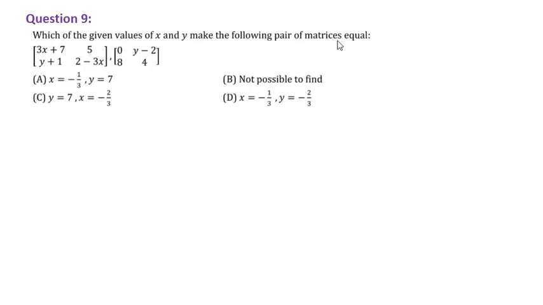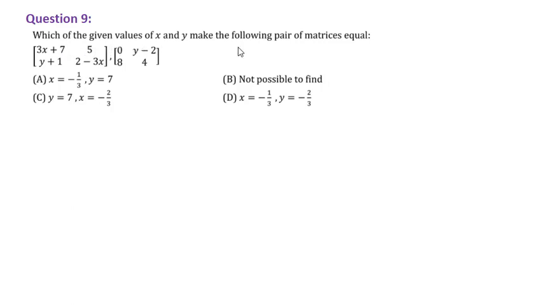Ninth problem. Which of the given values of x and y make the following pair of matrices equal? So again, we will consider that these two matrices are equal and we will compare 3x plus 7 equal to 0. That gives me 3x equal to minus 7, x equal to minus 7 by 3. The value of x is minus 7 by 3. I am not getting minus 7 upon 3 for x here, so I will say not possible to find. Okay, this is not the answer.